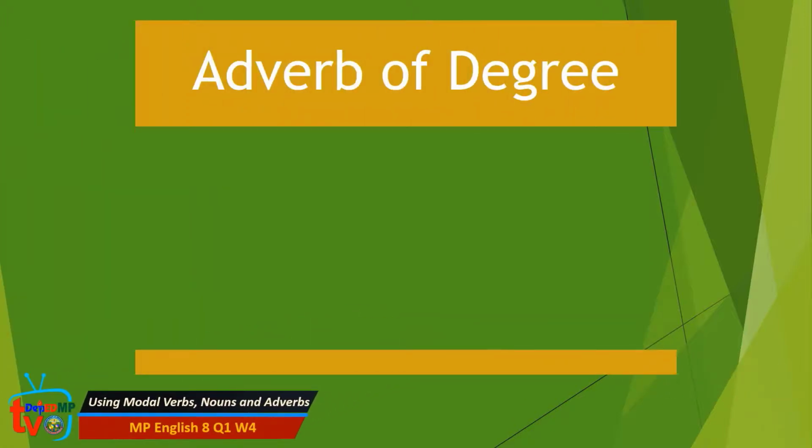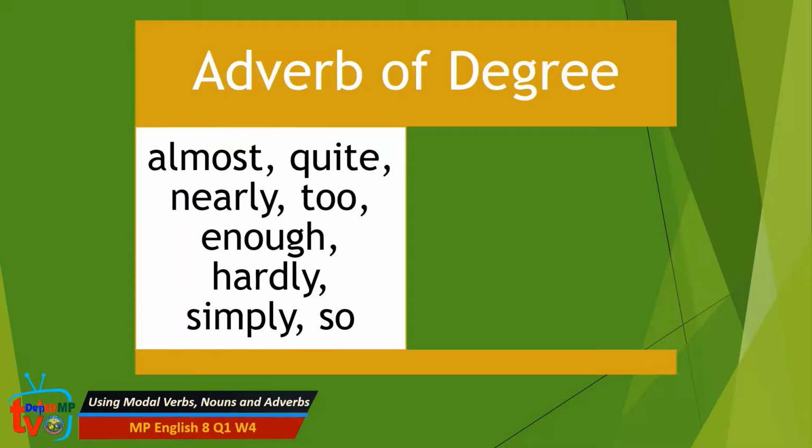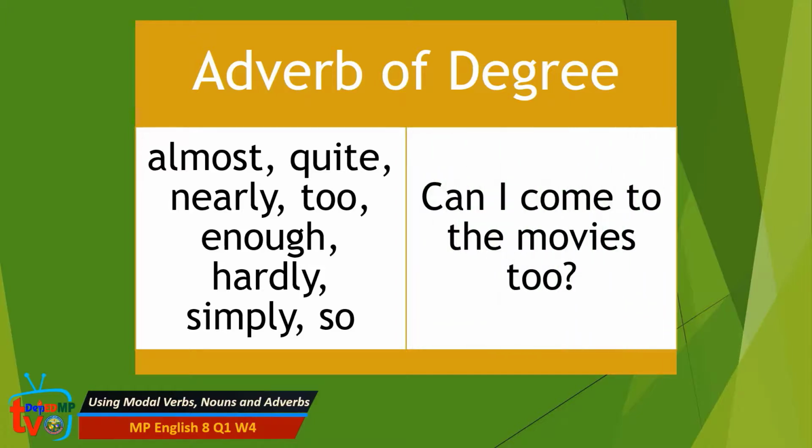Number 4 is adverb of degree. Adverb of degree tells us more about the intensity of the verb in the sentence. They describe how much or to what degree something has happened. The adverbs of degree which we are going to use are almost, quite, nearly, too, enough, hardly, simply, and so. Example: can I come to the movies too?